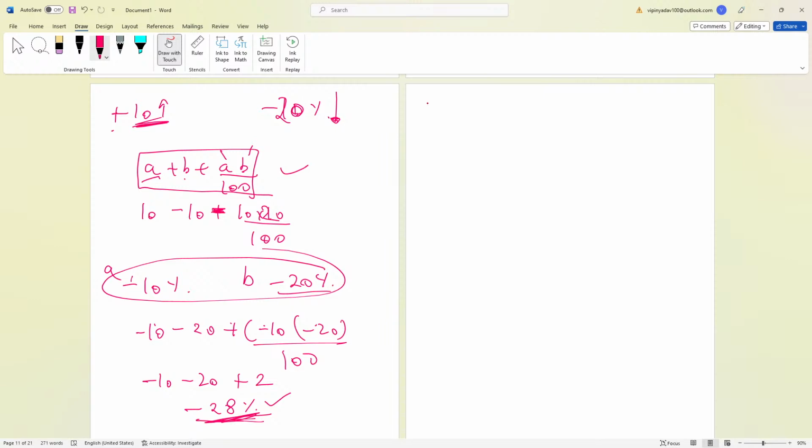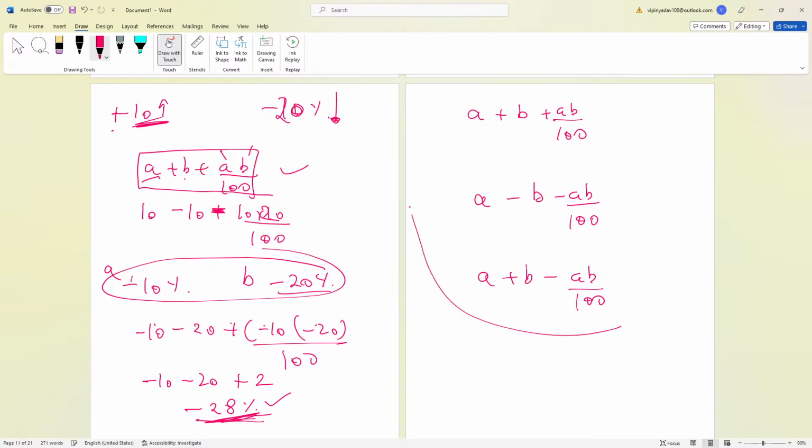Don't learn different formulas, because different people will tell you different formulas. They will say learn this formula, A plus B plus AB by 100. Learn the second formula, A minus B minus AB by 100. Someone will also tell you to learn A plus B minus AB by 100. Don't be in the trap of this. Just put in whatever the signs are, minus minus, into the formula. If the final answer is negative, it means we are reducing it, and if it is plus, definitely we are increasing it. That is the only part. So just learn only one formula, A plus B plus AB by 100.